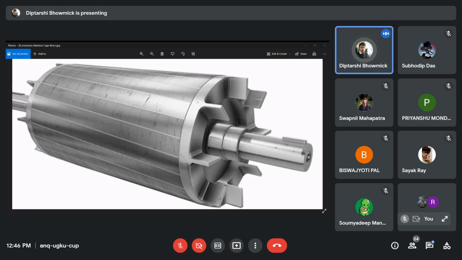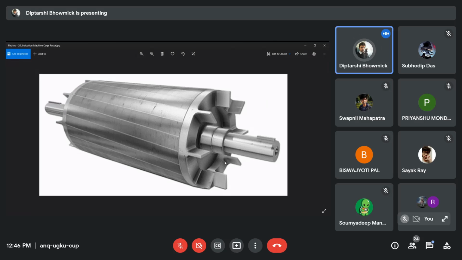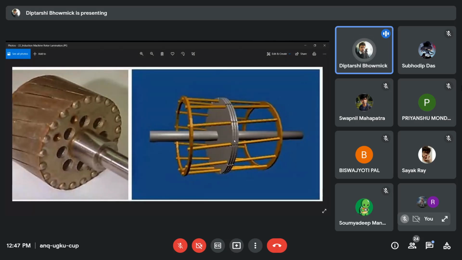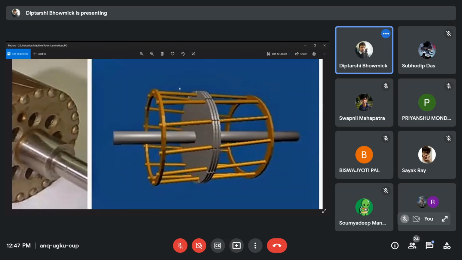Why is the rotor called squirrel cage? Squirrel cage because you can see in this picture that it gives you a cage-like structure, isn't it? It looks like a cage. That's why it is known as a squirrel cage. Then draw the sketch of the rotor. You have to draw it.